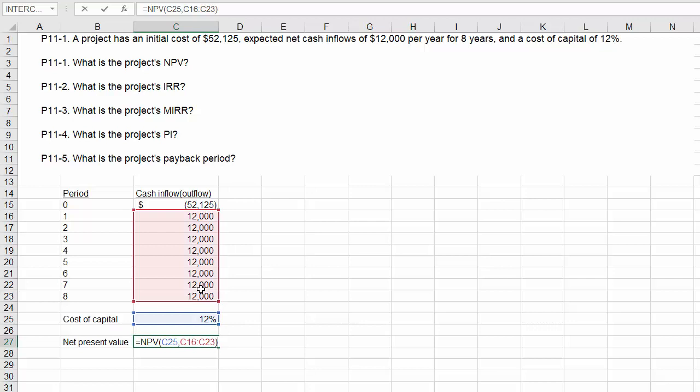So we have to then add back the present value of the expected cash outlay, and the present value of a cash outlay paid today is whatever that cash outlay is. We don't have to factor in time value of money on something that's paid right now when we're trying to find the present value of it. So we just add back in that negative number, the cash outflow of 52,125, and we come up with a net present value of $7,486.68 if we were taking it out to pennies. If only to dollars, rounded, it would be $7,487.